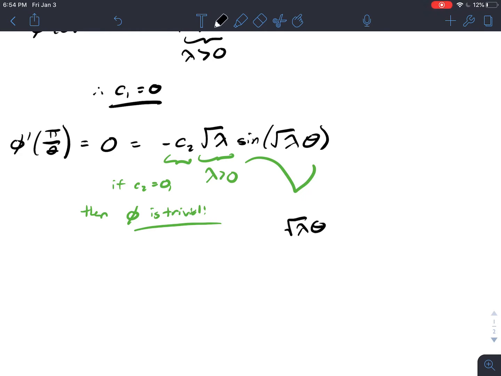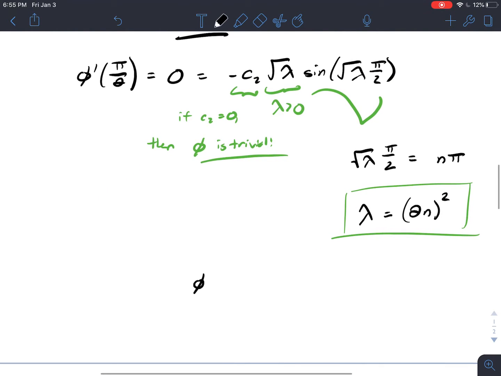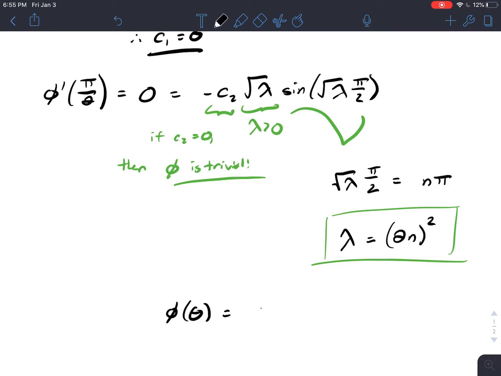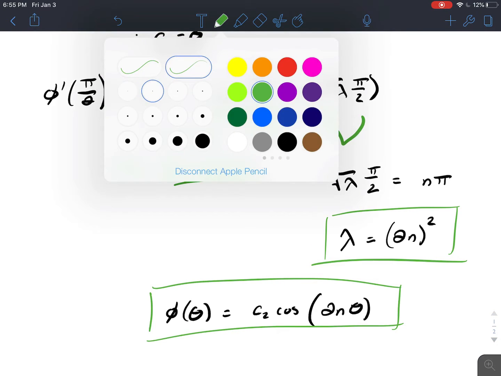This function will be equal to 0 when square root lambda times phi is pi over 2, which is equal to n pi. And then lambda is just going to be equal to 2n squared. Cool. And then this tells us that our differential equation is going to be equal to c2 cosine 2n pi theta, sorry.